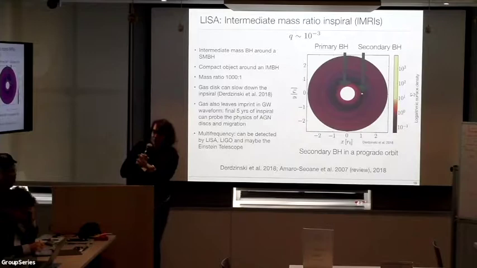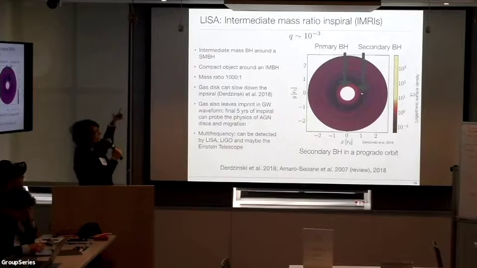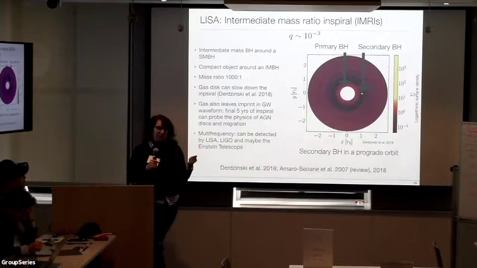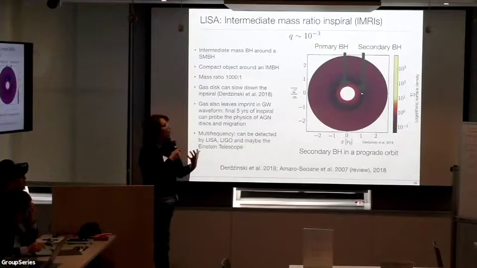So these IMRIs have mass ratios of about 10 to the minus 3. And again, this can be a compact object, like a black hole or a neutron star around an intermediate mass black hole, or an intermediate mass black hole around a supermassive black hole, right? And so these mass ratios are 1,000 to 1.